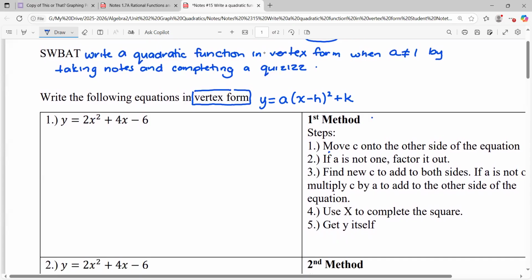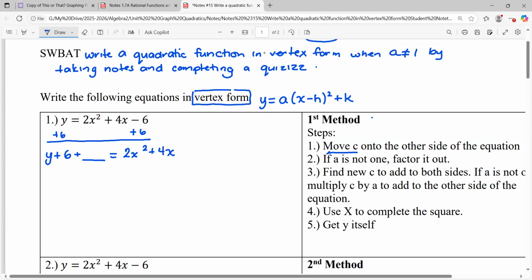Everybody ready to get going? Everybody done with the top? We're going to move c onto the other side, so we're going to do the same. Plus 6. So y plus 6 plus what I'm going to add. Now this is a new part right here: 2x squared plus 4x.